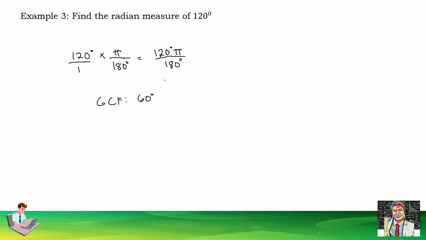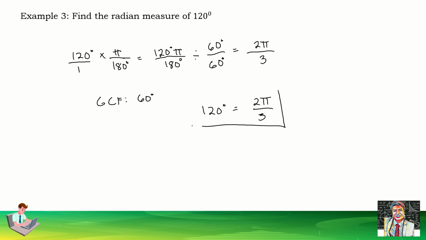60. Tama ba? Pareha, 60 degrees. So, pwede siyang i-divide both sides by 60 degrees. So, therefore, this is 120 divided by 60 gives us 2 pi, tama? All over 180 degrees divided by 60 degrees gives us 3. So, therefore, 120 degrees is equivalent to 2 pi over 3. Okay? Parehas ba tayo? 60 degrees. I hope naging parehas tayo by applying GCF.